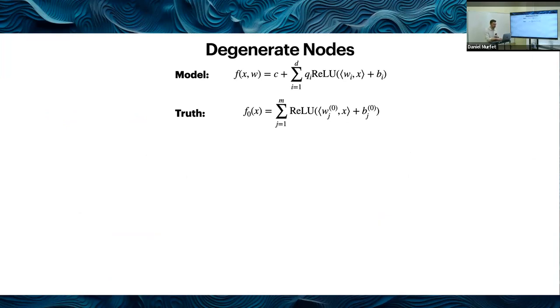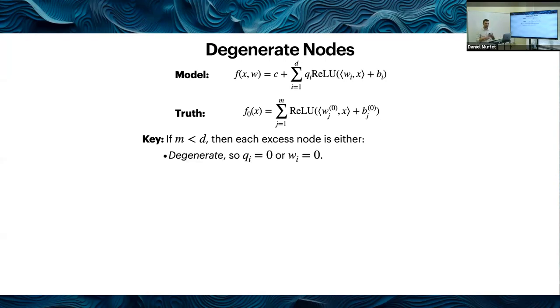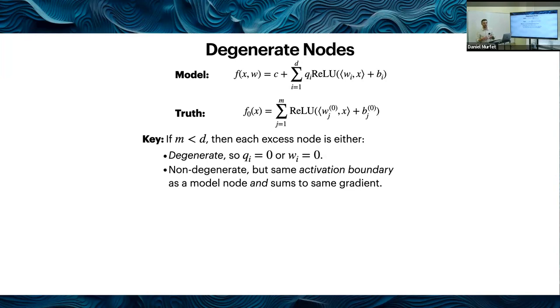And lastly, degenerate nodes. If the true network has fewer nodes in it than the model does, and we're supposing that all the true nodes are active here, then each excess node is either going to be degenerate, so has no contribution, or it could be non-degenerate, but because the activation boundaries of these functions are the pivotal piece of data, if you've only got 4 activation boundaries and 6 nodes to model those, you can only have nodes that share all of those particular 4 activation boundaries.